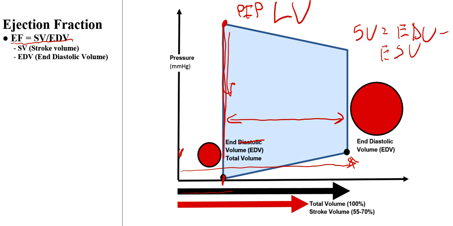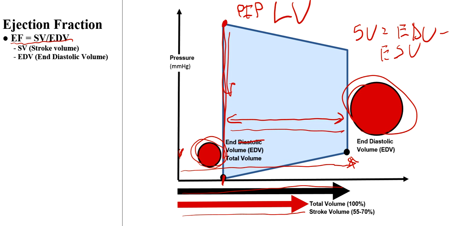So here would be the total. This would be 100% of what's going to go into the left ventricle, which is represented by this circle here. And then this would be the left ventricle after the blood's been ejected. And so the stroke volume, which is represented right here, which is going to be the same distance as right here, you take this and divide it by the end-diastolic volume, and that'll give you your ejection fraction.